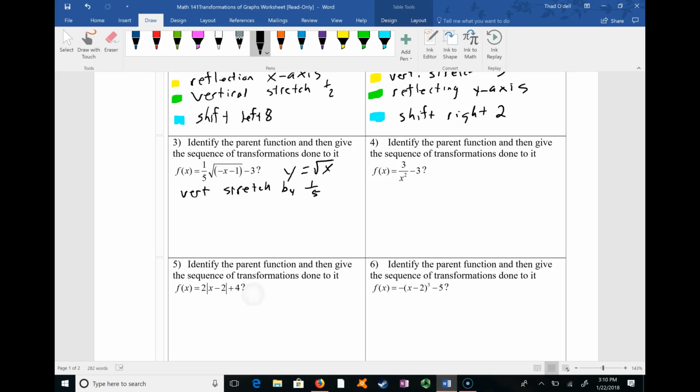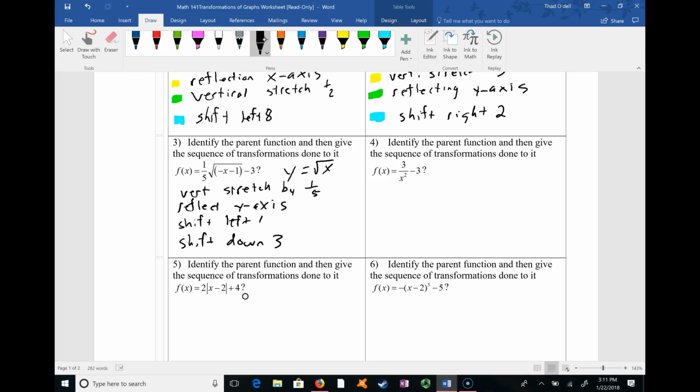Okay, and then next we have a reflection, a negative on the inside, so that's going to reflect across the y-axis again because it's on the inside. And then we have some shifts going on. So once you factor out that negative, we see that's a +1. So that's going to shift it to the left 1. And then finally it's going to be a shift down 3.